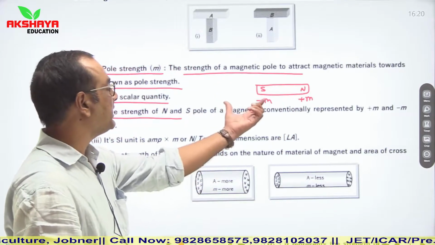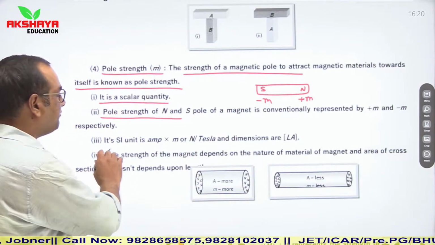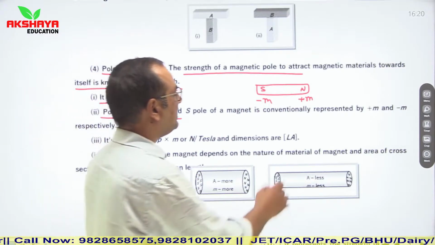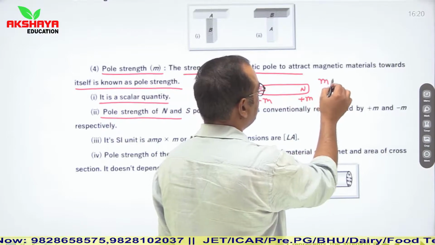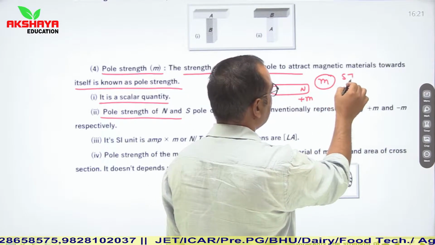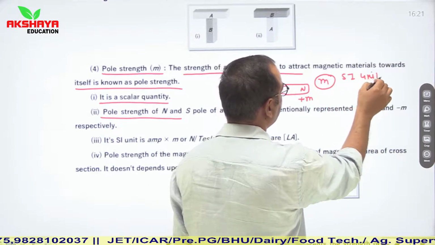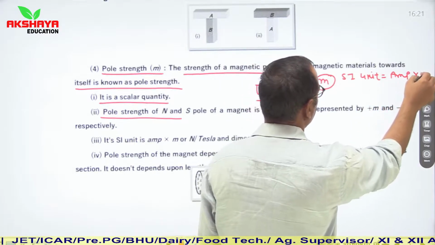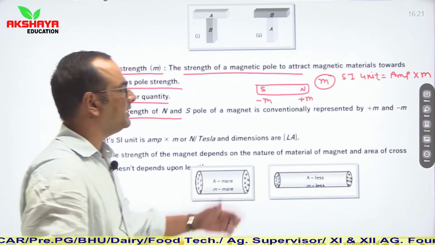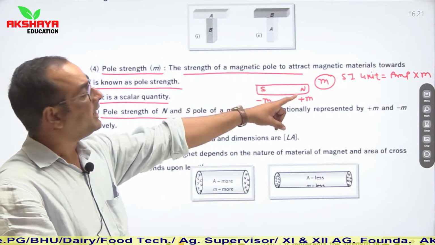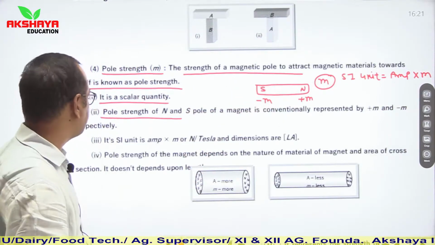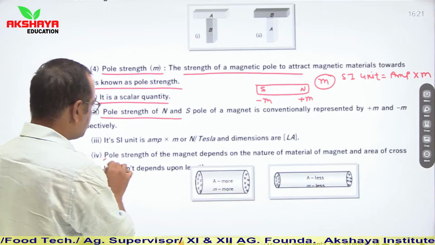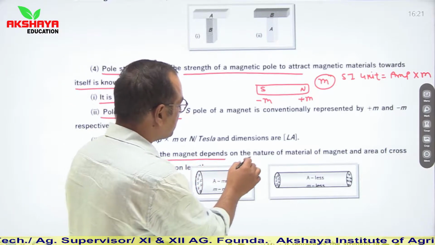It is represented by m. If we talk about its SI unit, then its SI unit is ampere into meter. So it is the SI unit, and dimension is A1 L1. Now pole strength of the magnet depends on the nature of material.